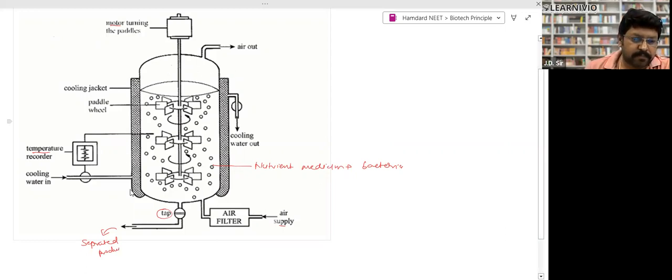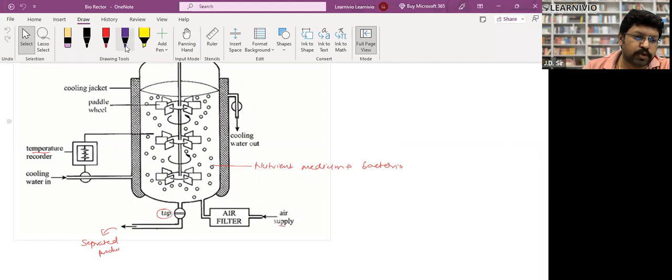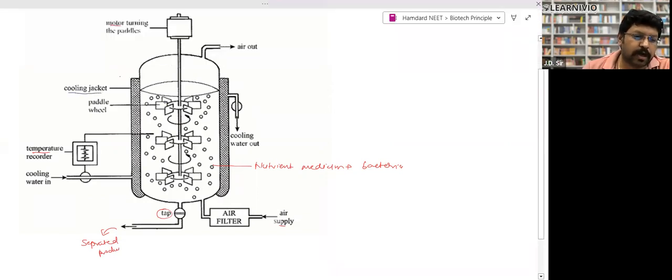This is a bioreactor. The outer side of the bioreactor is made up of a jacket, which is known as the cooling jacket. This jacket does not allow the internal temperature to change, right? There is a motor at the top. The motor is connected with a shaft having multiple paddle wheels.